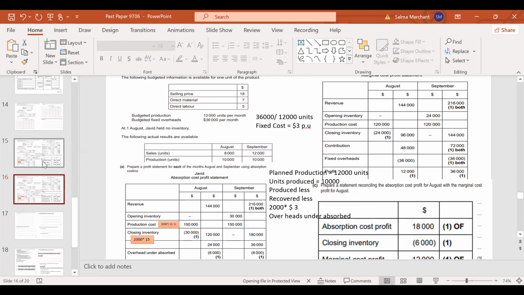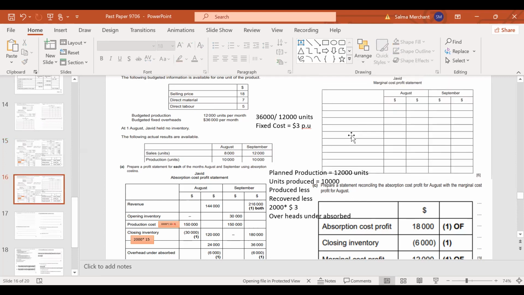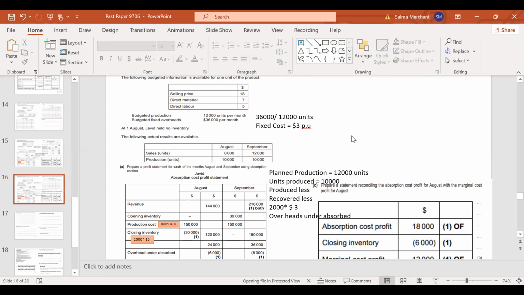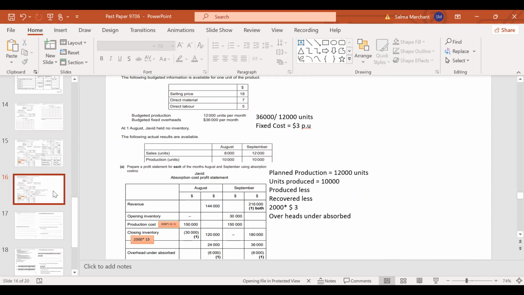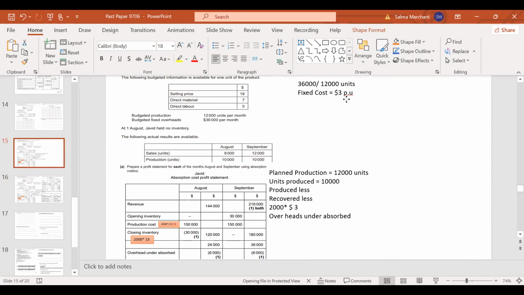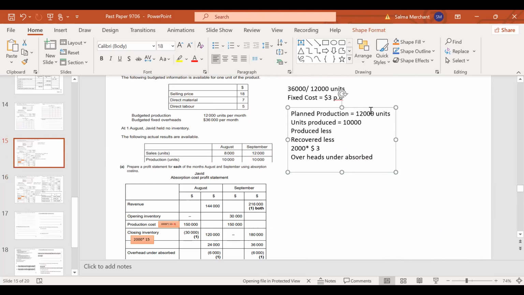How do you know that you didn't recover fixed cost? You could have not recovered something else also, no? What something else you could not recover? Tell me. How do you know you're supposed to multiply it by 3? See, variable cost always depends on the production, right? Whatever you produce, you are going to spend and you are going to recover. But fixed cost is always on the total number of units you budgeted.